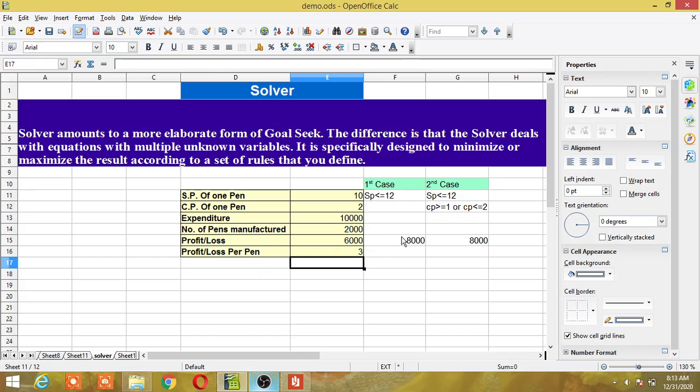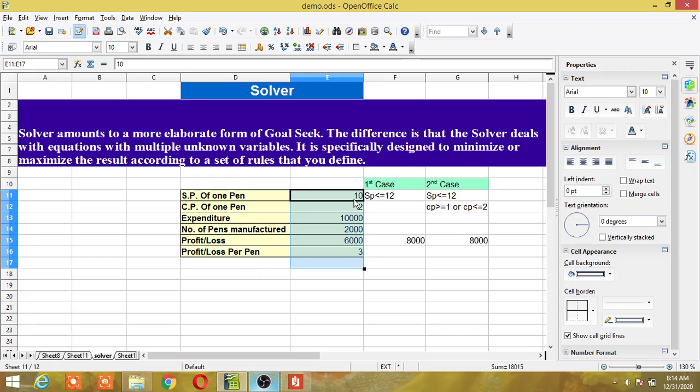Now what is the condition? I'll give a condition to the selling price. That means I don't want to increase the cost of manufacturing my pen. That means I want to keep it 2 rupees only. And I cannot change the quantity as well, because I know the production cannot go beyond this limit. So I am going to just change the selling price of my pen.